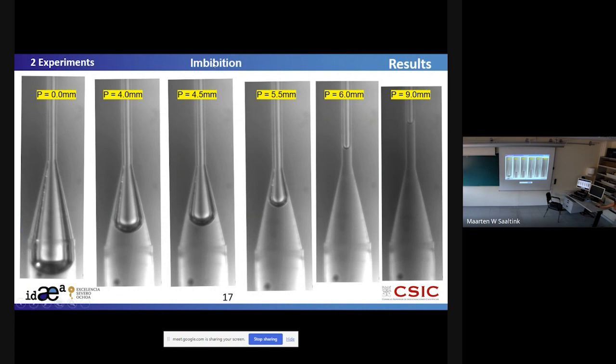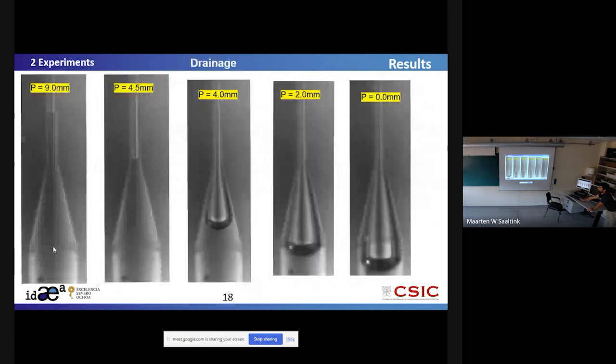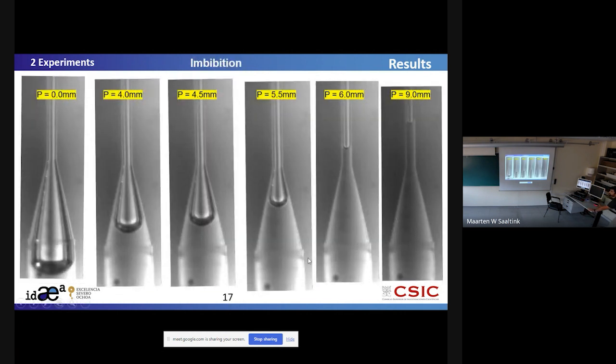What we can see here is, maybe this will get more interesting if we compare these two images. The first slide is for imbibition. The second slide is for draining. What we observe is that we start our simulation at a pressure equal to 0 millimeters.